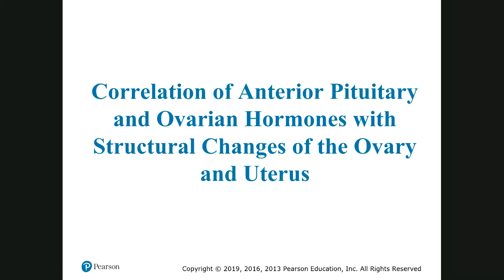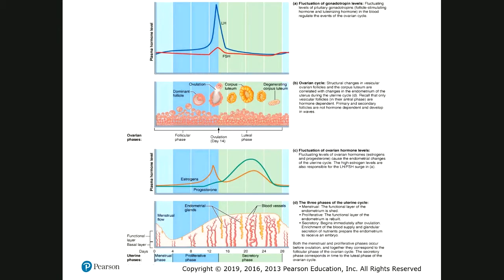So let's look at these correlations between the anterior pituitary and ovarian hormones that we just looked at, on the structural change of the ovary and the uterus. What's happened? This is hormonal. Now let's look at those changes in the ovaries and the uterus. During the uterine menstrual cycle, there are a series of changes in the endometrium that happen in response to those hormonal levels.